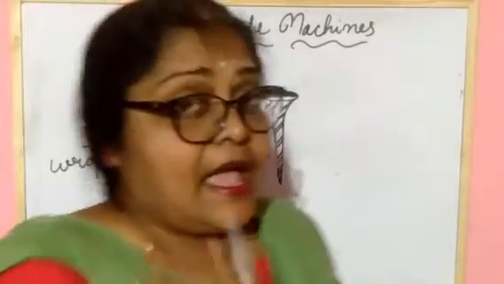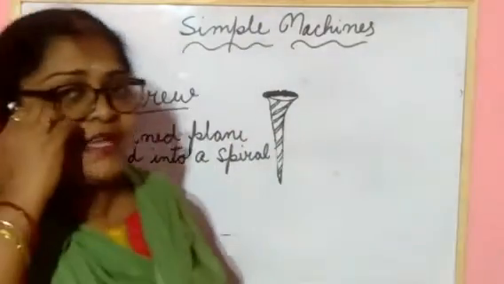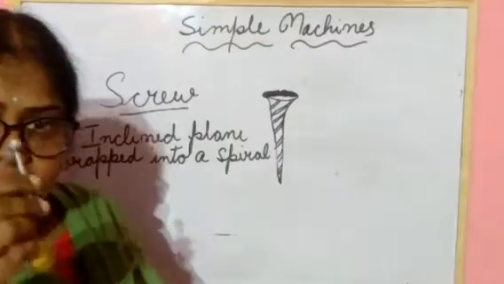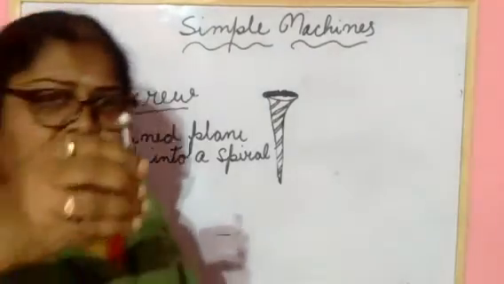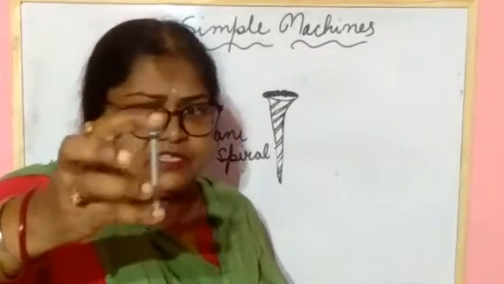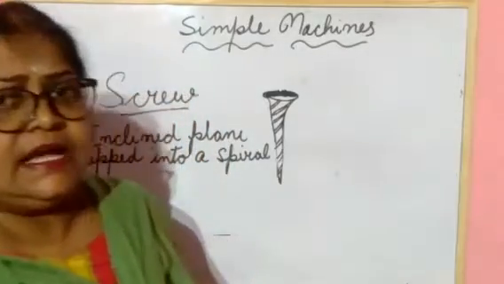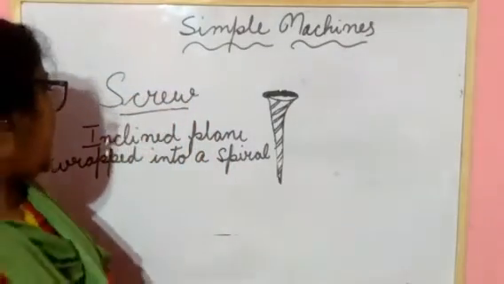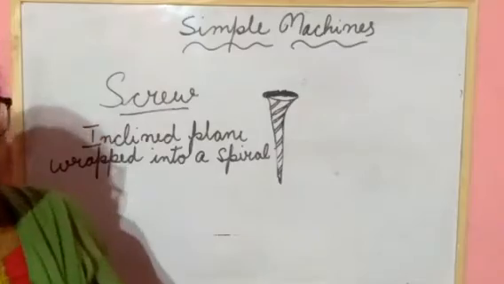What have you learned about the screw? What is a screw? It is an inclined plane. Why are you saying this is an inclined plane? Because the two ends are not meeting each other. One is down, one is up. So it is an inclined plane wrapped into a spiral.